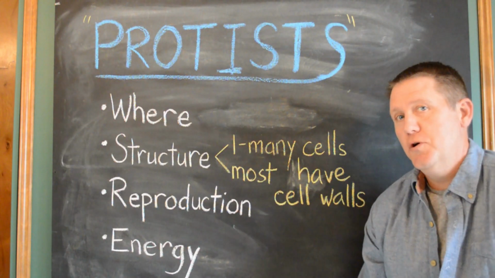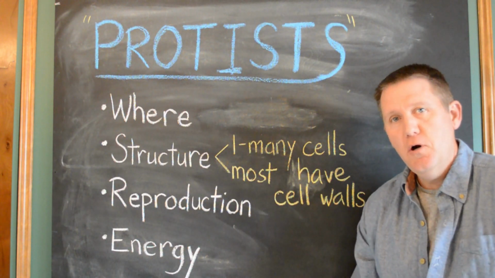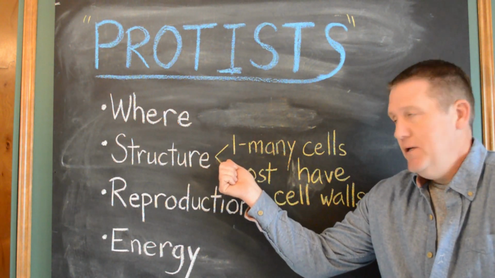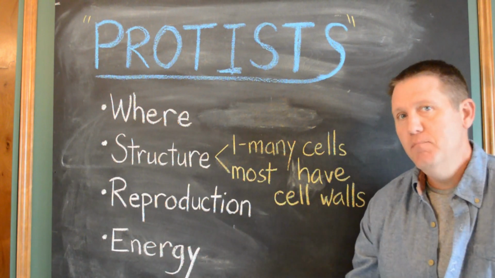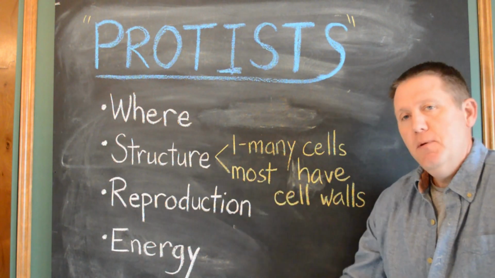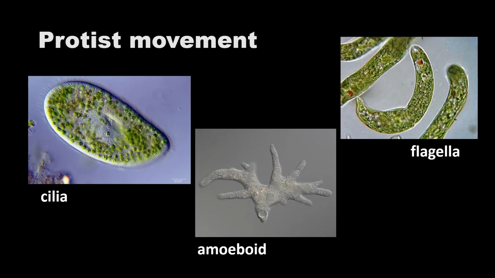Now, since protists are kind of a leftover group, it's hard to say much about their structure exactly. Some are one-celled, some are gigantic, made of many, many cells, larger than us. And most of them have cell walls, but sometimes they don't. And protists can move through the watery environment they live in, usually using either cilia, flagella, or amoeboid movement. The cilia are these little tiny hairs that they use like oars to move through the water.